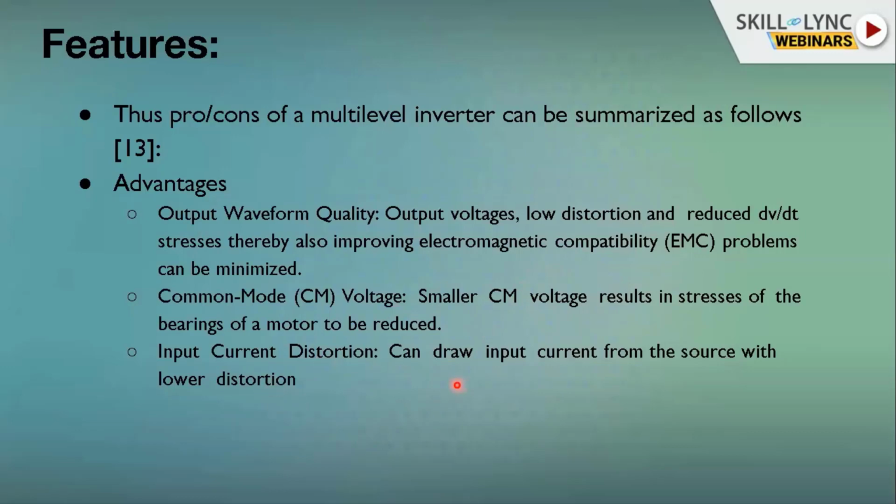Input current distortion. Since you are going in steps, the current that you are drawing from the source will also have lesser distortion, because you have essentially broken up the whole DC link into smaller DC link values.